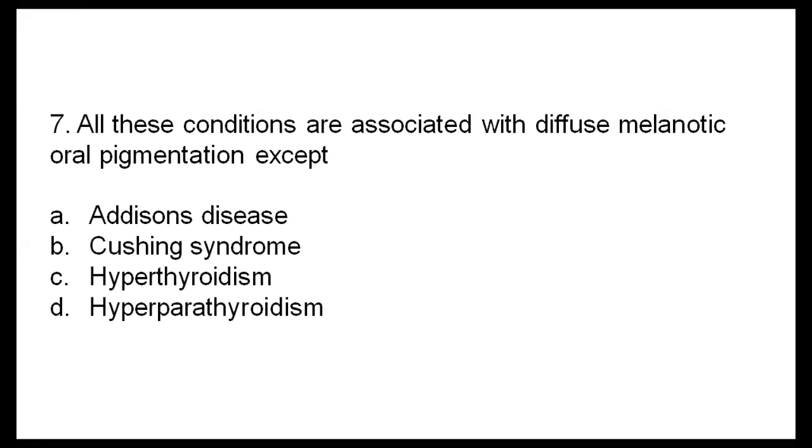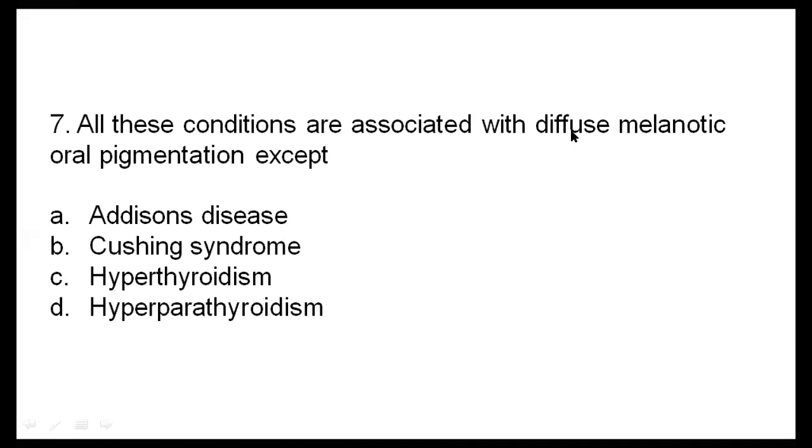In hyperthyroidism, the blood vessels in the oral cavity underneath the epithelium are very thinned out. Because of the thinning of the epithelium, there is an irritation to the melanocytes present in the epithelium, and they can produce more melanin and cause pigmentation. That is why in hyperthyroidism there is pigmentation. Whereas hypoparathyroidism is not associated with any melanotic pigmentation. It is associated with hemosiderin pigmentation, but not melanotic pigmentation.